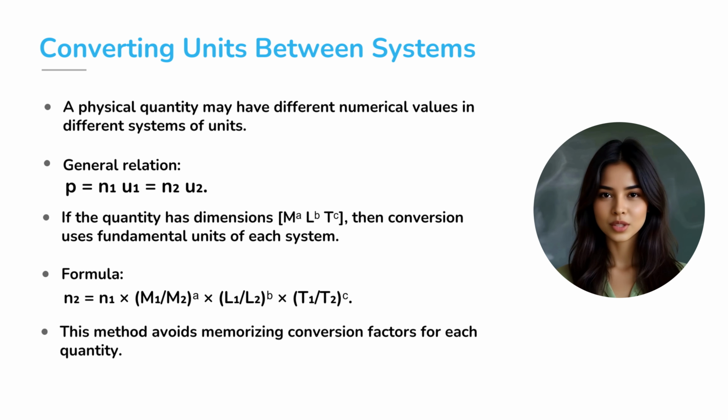system. The formula becomes n2 equals n1 multiplied by (M1 over M2) to the power a, multiplied by (L1 over L2) to the power b, multiplied by (T1 over T2) to the power c. This means we don't need to memorize endless conversion factors. Dimensional equations handle it for us.